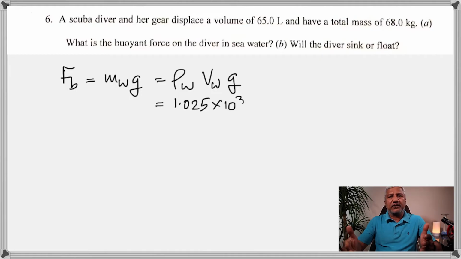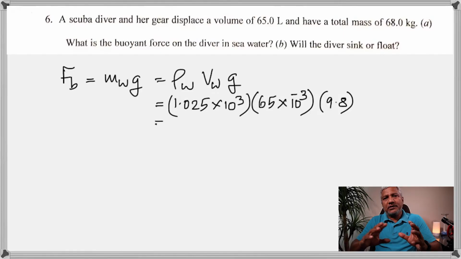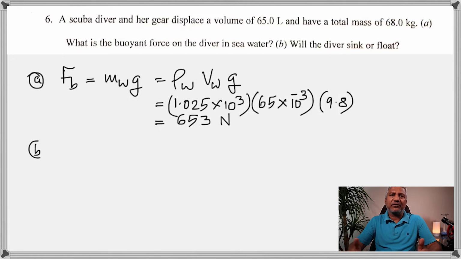The buoyant force is the weight of fluid displaced. The fluid here is water, of course, seawater. Its density will be given. And to find the weight, you just multiply the volume of seawater displaced, which is the same as the volume of the scuba diver, times the density of seawater times g. Density of seawater is 1025 times the volume, which is in liters. You have to remember that 1,000 liters is 1 meter cube. So divide 65 by 1,000 or multiply it with 10 to the negative 3, which is what I've done. And you get 653 Newton.